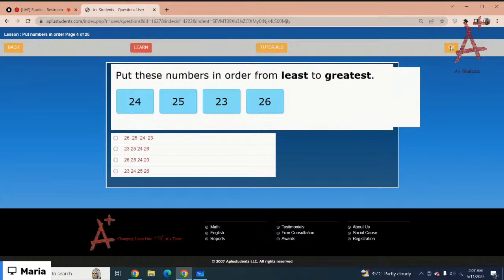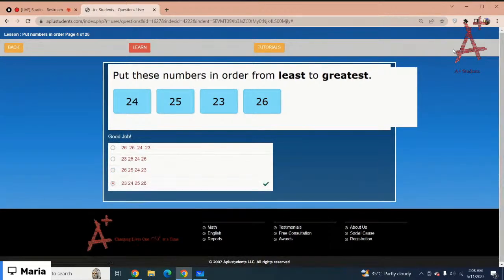Okay, put these numbers in order from least to greatest. You have to arrange these numbers from least to greatest. So which is the least one? The least one is 23. Got it? Then after 23, which is the next one? Yes, it would be 23, 24, 25, and 26. Got it? The correct option is the last one, 23, 24, 25, and 26. That would be the correct option.